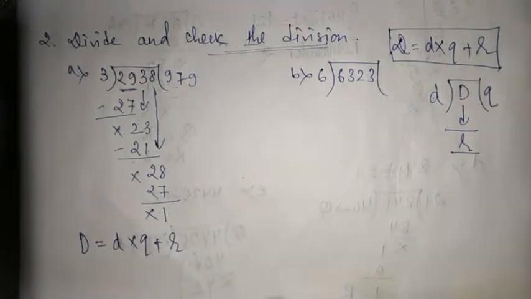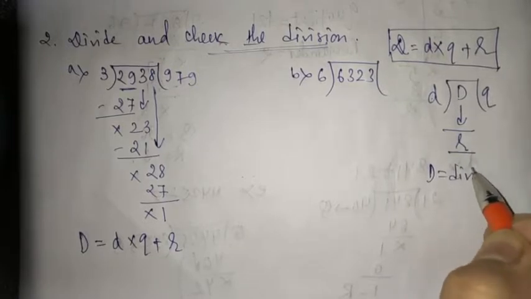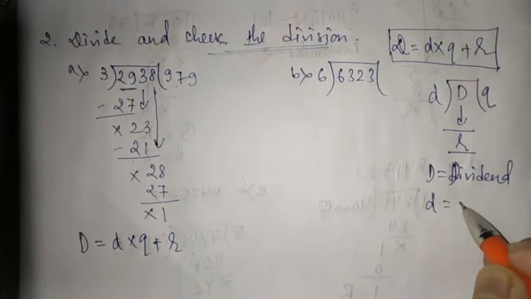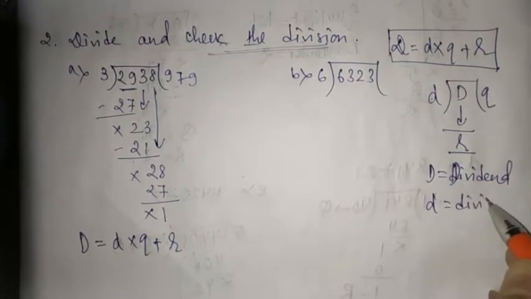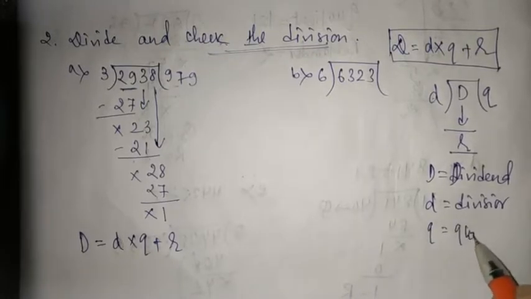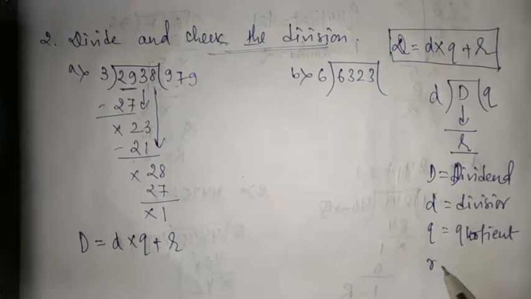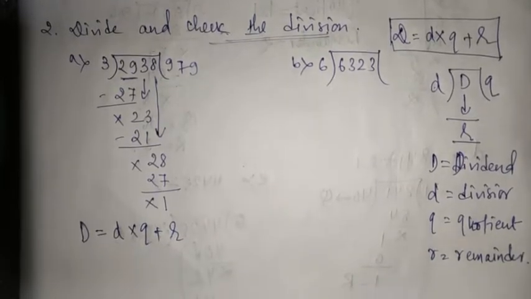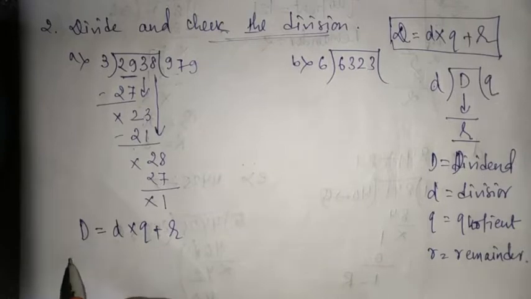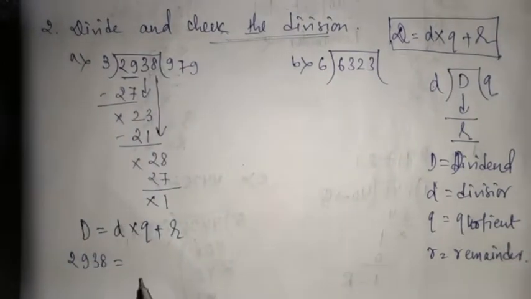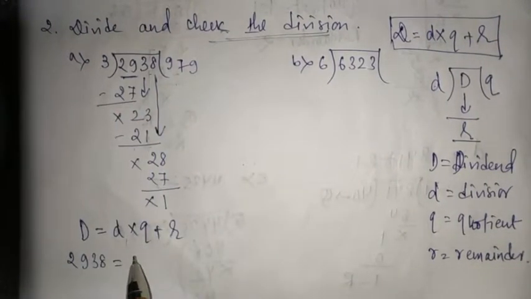Okay, so now let's check it with the formula, that is dividend equals divisor into quotient plus remainder. This D is the dividend here. Let me write it with capital D only. So small d is your divisor, the one who is dividing. Q is your quotient, and R is the remainder, whatever comes. Okay, I have written this also, so later you cannot complain. I have written it in the previous questions also. So what is D here? 2938. Right? This is D, no? Inside the box. And what is outside? Who is dividing? 3. So write 3 here.